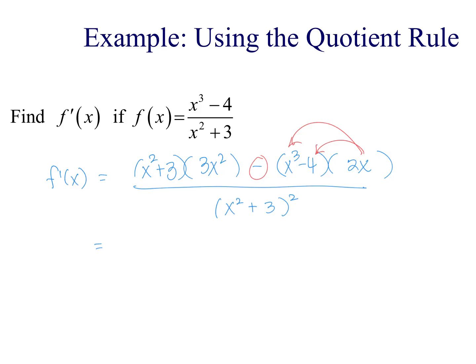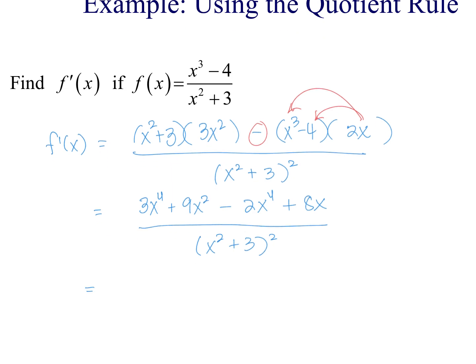So we're going to look at 3x to the 4th plus 9x squared minus 2x to the 4th, but then plus 8x. It's that plus 8x that people often make a minus 8x, a quick error. The bottom you don't have to do anything with. You can just leave it as x squared plus 3, quantity squared. The only other thing you would need to do is, if the numerator has like terms, combine them.